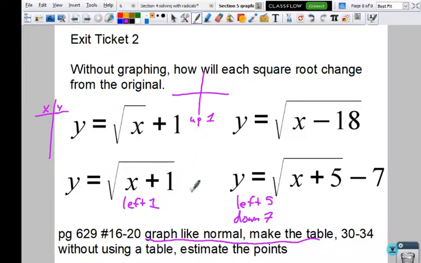I had my axes right here, right? This means I'm going up 1. So instead of making my table and seeing my points, I'm just going to say, well, I know what square root looks like. This is going to be up 1. So I'm going to go up 1 and then make my square root like that. You're not going to make a table. It's just going to be kind of a rough sketch. So let me put that on Google Classroom and you guys can get started.